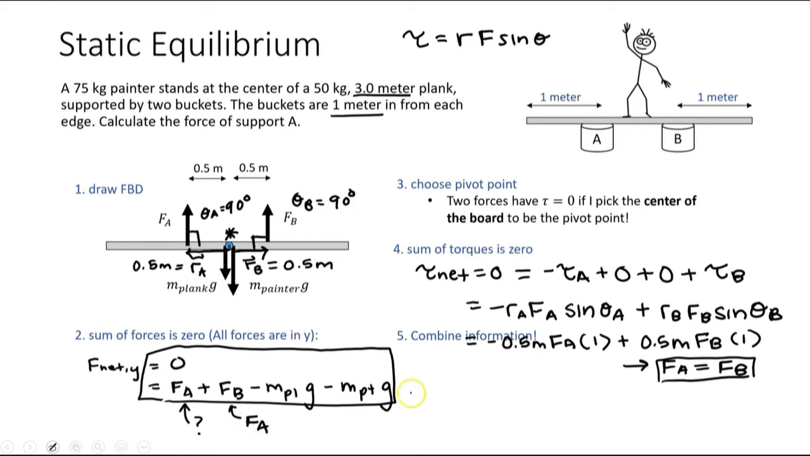And so when I do that, what I end up getting is 0 is equal to 2 times FA, right? Since I get FA plus FA, that's 2FA, minus the weight of the plank minus the weight of the painter. So that would be minus M plank G minus M painter times G. So M plank, remember, was 50 kilograms and the painter is 75 kilograms. We can plug those in and solve for FA. And when I did that, I ended up getting the fact that FA was equal to 610 newtons.